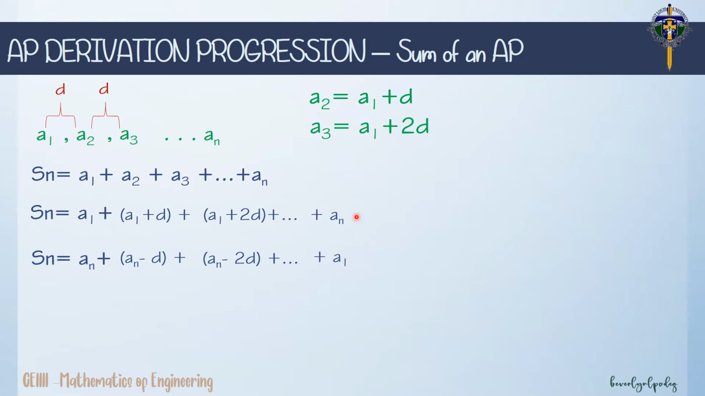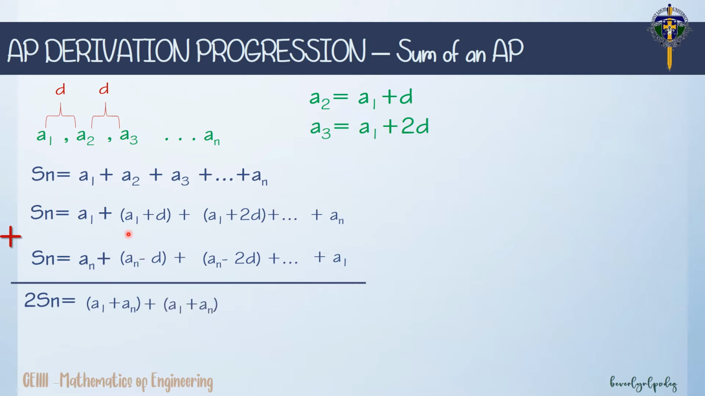So we now have two equations, and we simply add them together. So S of n and S of n, that is 2S of n, equals a1 plus an, and then the positive d and negative d will cancel out, so we are left with a1 plus a of n. For the next term, the 2d and the minus 2d will cancel out as well, so we are left with a1 plus a of n, and so on and so forth up to the last term, which is an plus a1, so that is a1 plus a of n.